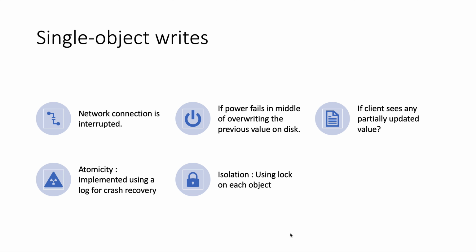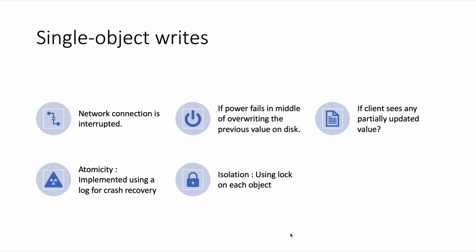Does that really happen? To handle these issues, atomicity and isolation are used on the level of a single object, that is on the level of a key-value pair on one node. Atomicity can be implemented using a log for crash recovery, and isolation can be implemented using a lock on each object, where we allow only one thread to access an object at any one time. These single object operations are useful as they can prevent lost updates when several clients try to write to the same object concurrently, but they are not transactions.